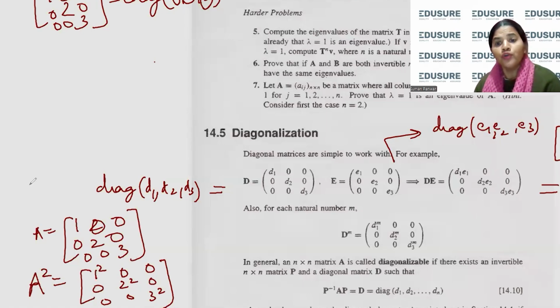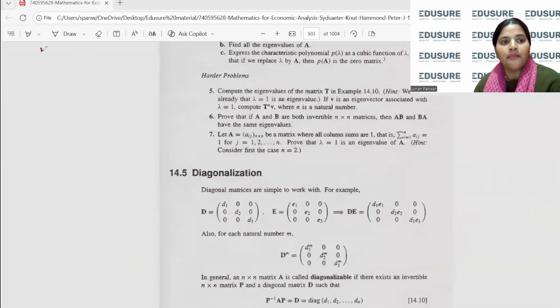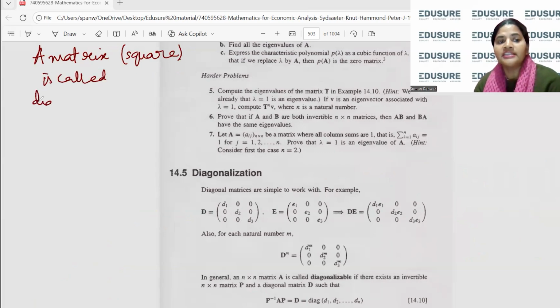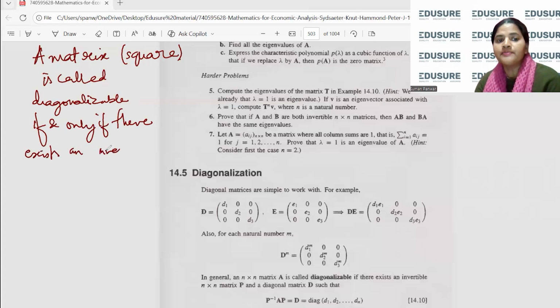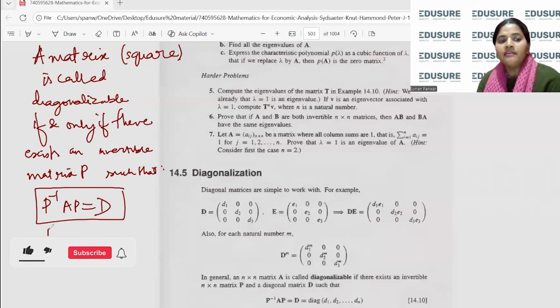Now, what do you mean by a diagonalizable matrix? So we are dealing with square matrices. A square matrix A is called diagonalizable. It is a property and this property will be related to eigenvalues and eigenvectors, and that is why it is very important. So a matrix is called diagonalizable if and only if there exists an invertible matrix P such that P inverse AP is equal to D, where D is a diagonal matrix.